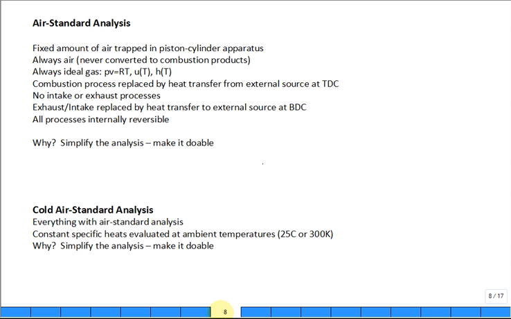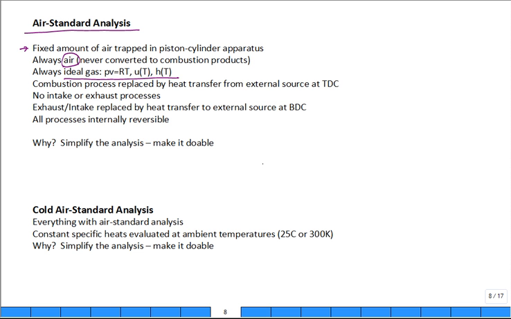Well, we want to make a very simple analysis, an air standard analysis. You fix on a fixed amount of air that's trapped in that piston cylinder. We don't have valves letting it come in and out. We make a very simple assumption, and it always stays air. It doesn't turn into CO2 and water vapor, the primary products of burning a hydrocarbon. And it always behaves as an ideal gas.